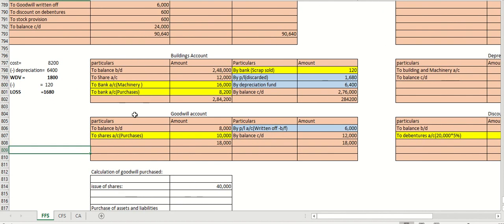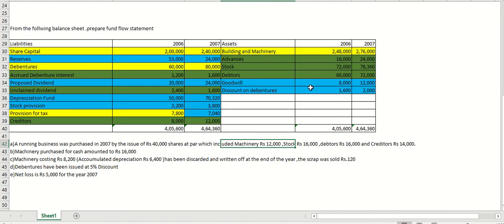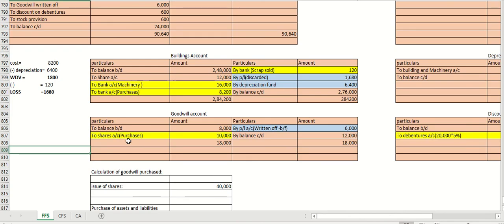Your last account, which is goodwill account, has your opening balance 8,000, closing balance 12,000. It is an asset, it will have a debit balance, to balance brought down 8,000, by balance carried down 12,000. And by issuing in this one, I will tell you all very clearly.